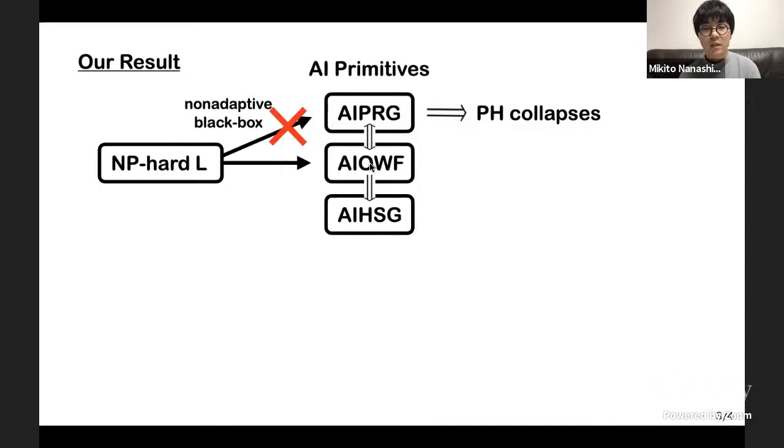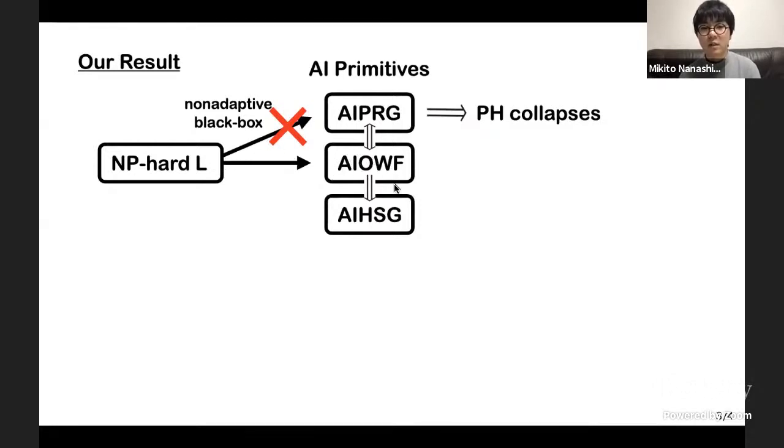We also consider these 2 cases of auxiliary input one-way function and auxiliary input hitting set generator. The reason why we consider these 2 cases separately is that, as far as I know, the currently known security reduction from the second primitive to the first primitive uses some adaptive techniques. So we cannot translate this type of black box reduction into the first one.